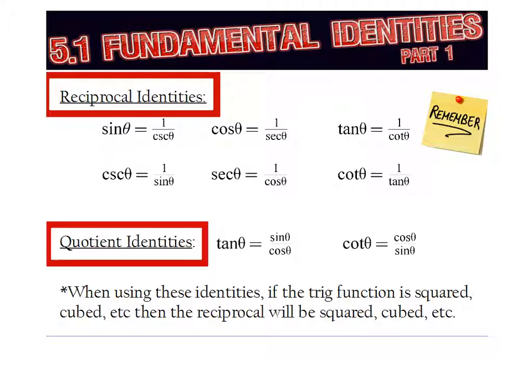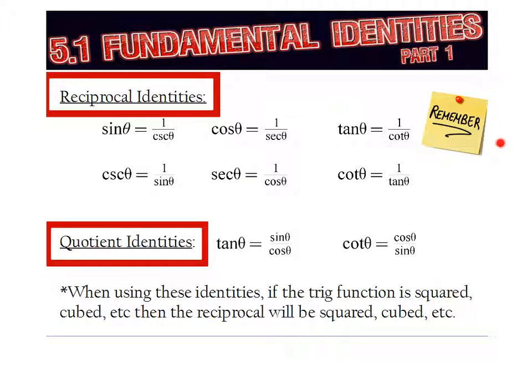Let's start with the fundamental identities of trigonometry. We're going to spend 3 days on 5.1 because there are so many important identities. And identities are just relationships, two expressions that are equal to one another. Most of the ones that we're going to talk about today, we've learned. For instance, we have the reciprocal identities, and that's just recognizing that sine is the reciprocal of cosecant, and cosecant is the reciprocal of sine. And that works for cosine and secant, tangent and cotangent. We've already talked about those.